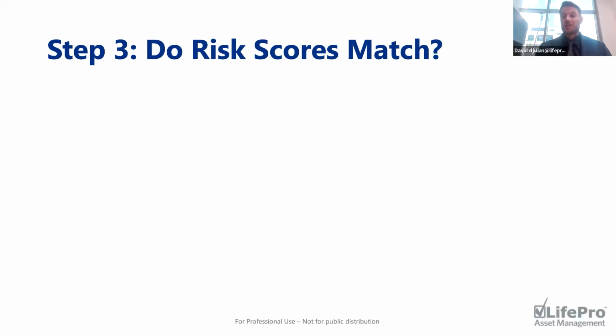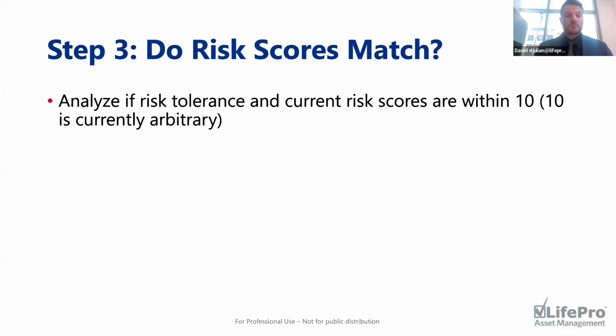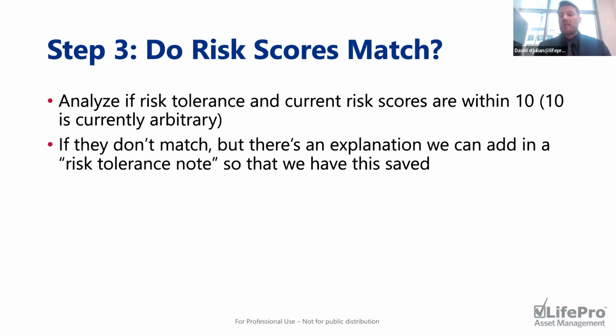So step 3 is: do the risk scores match? And this is where we're still learning, because we kind of just started to get these numbers a few weeks ago. So we're going to analyze if the risk scores are within 10 percentage points. Currently, that is a completely arbitrary number, that 10%. We're still analyzing how far off is potentially too far off, and you guys can help with that as well. We're going to continue to look at it household by household and just see if potentially any updates need to be made.